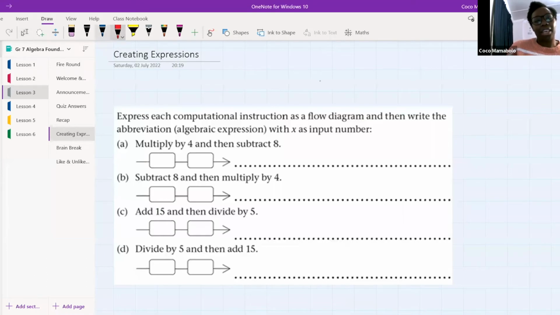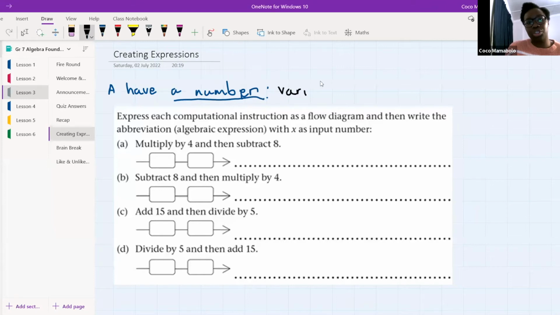If I say to you, I have a number. I don't know what this number is. It can be any number. I'm going to choose what this number is. Hello, Elijah. I have a number. Anywhere I see somebody say to me, I have a number, I can replace a number with a variable. I want you to tell me in the chat, can you give me an example of a variable?